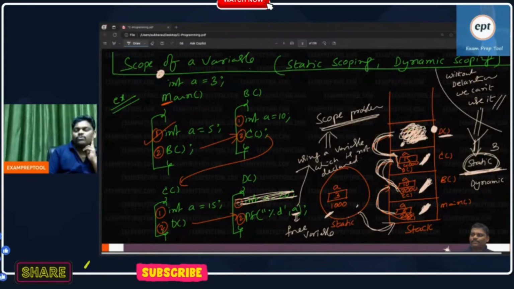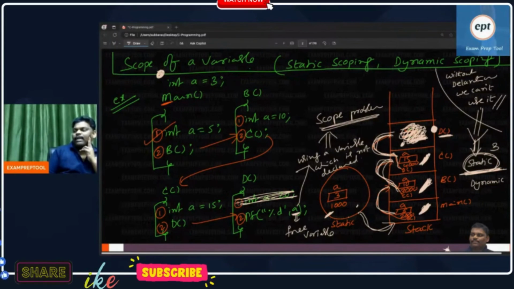C language follows which scoping technique? Static scoping. Every language follows one scoping technique. One language cannot do all scopings.